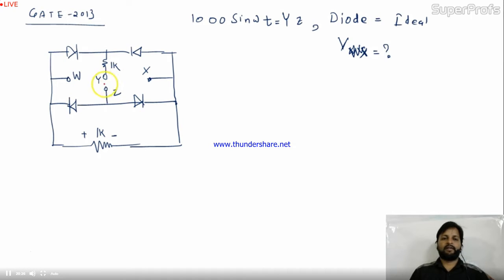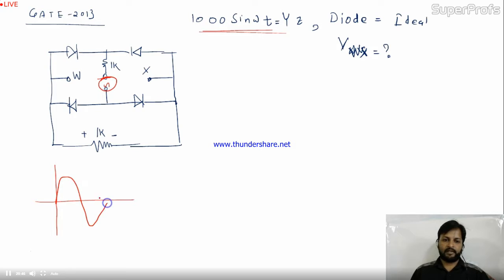Okay, fine. Here this is the YZ. Okay, I'll make it clear. So here we are applying the input part, right? Now it is the sine waveform having magnitude 1000. You have a sine waveform like this, max value 1000.